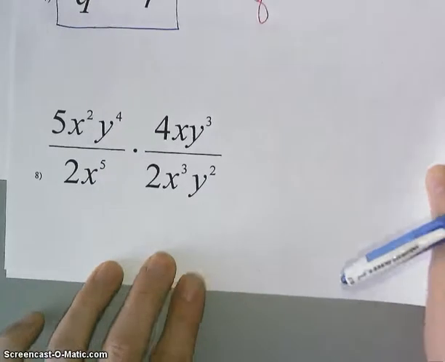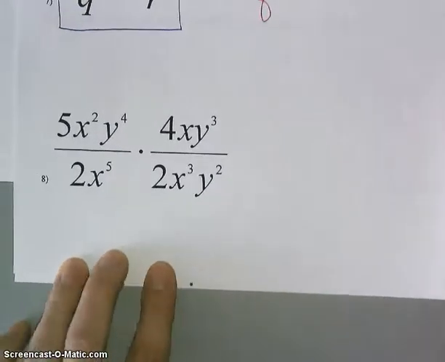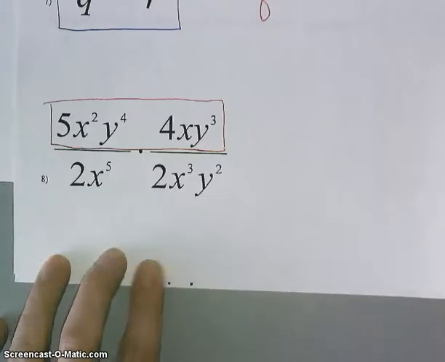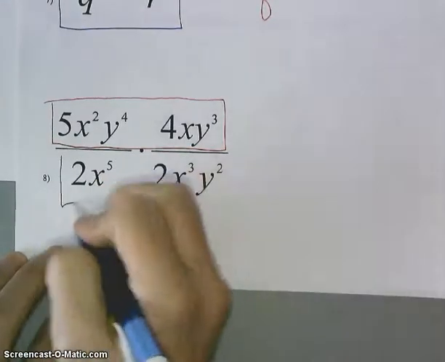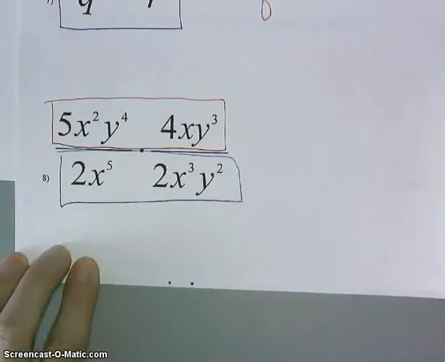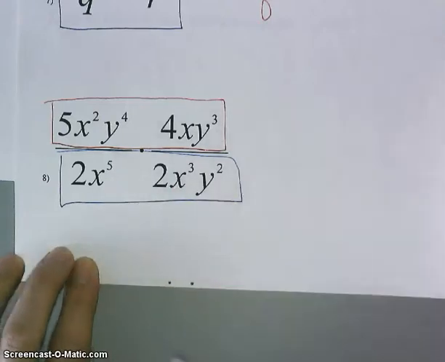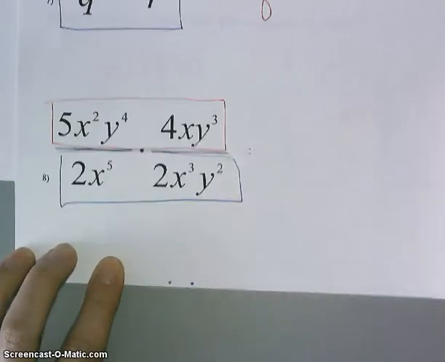Moving on to number 8. It looks a little bit scarier, but we follow the same procedure. We multiply the tops and we multiply the bottoms. Now, once again, if you're ready to take that next step and start cross-canceling things, go ahead and try that on your own while I work through this.